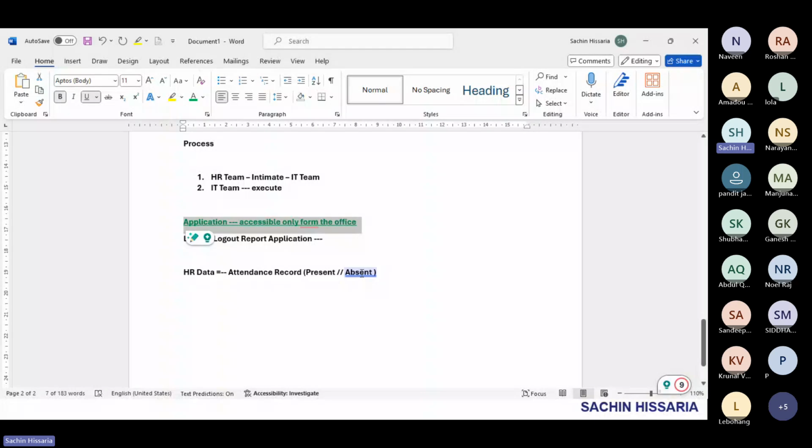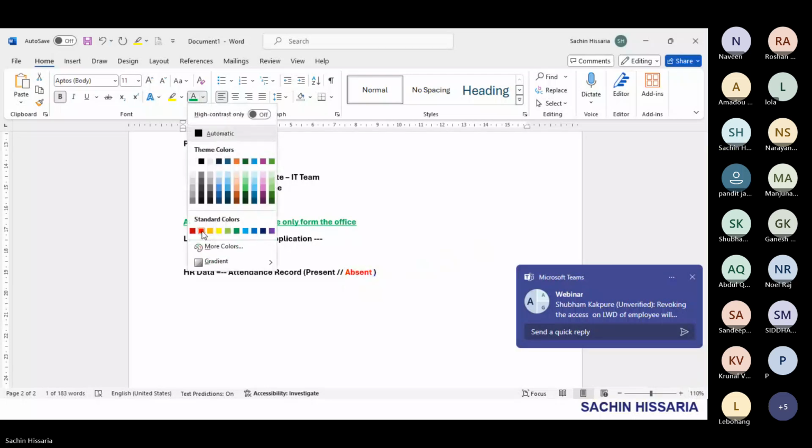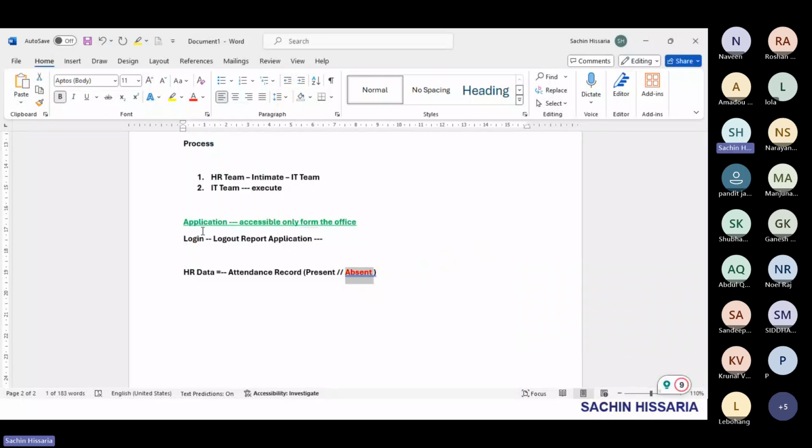Now for example, if any employee was absent on a particular date, and on the same date there is a login from that user ID, what does it mean? That means that person has shared their credential with another person. Correct, guys? That is the reason the login is showing on the same date. For example, today is 18th July, and I was absent today.